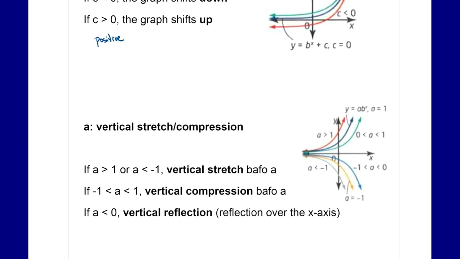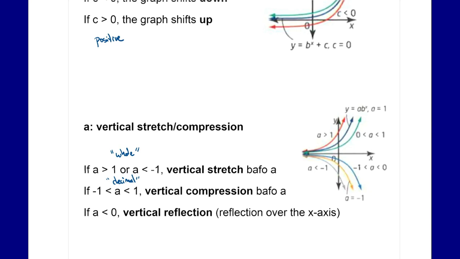For our a value, a represents the vertical stretch or compression. So if a is greater than 1 or less than -1, so basically if it is a "whole number," then it is a vertical stretch by a factor of whatever a is. If a is between -1 and 1, so if it's some sort of decimal, then it is a vertical compression by a factor of a.